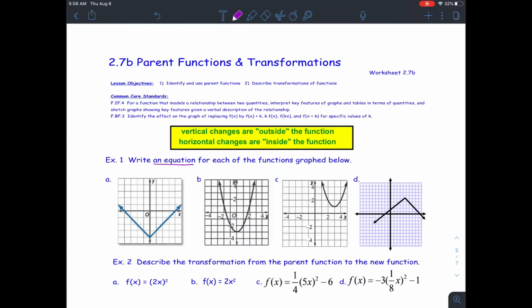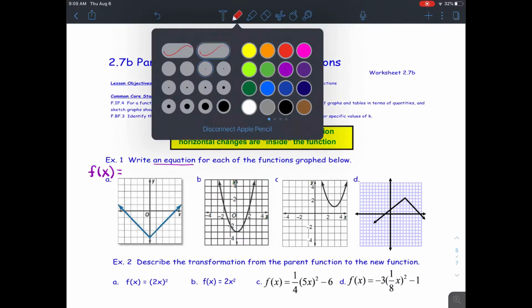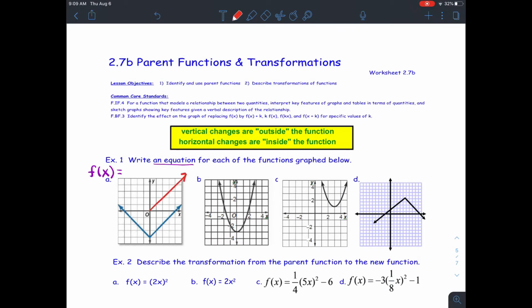Okay, so what you want to make sure that you're paying attention to, first of all, is look at the shape of the graph. That will dictate which parent function you're working with. So as you look at example A, you can see that this graph clearly has that V shape. We know that that's common to absolute value functions. So when I write this, I'm definitely going to be writing this as my absolute value of x.